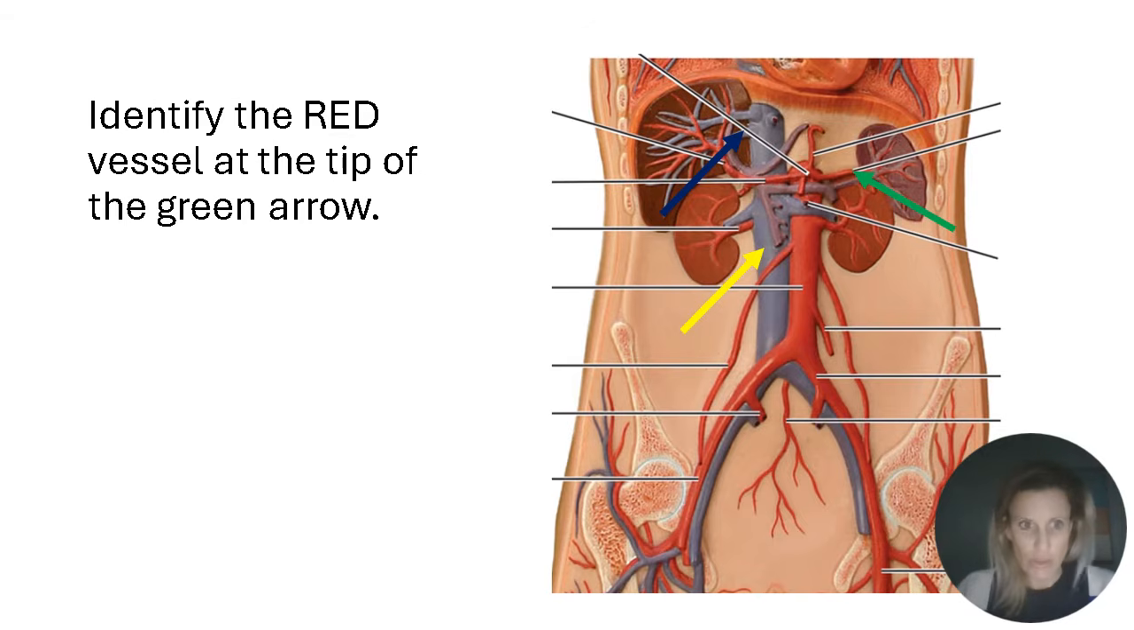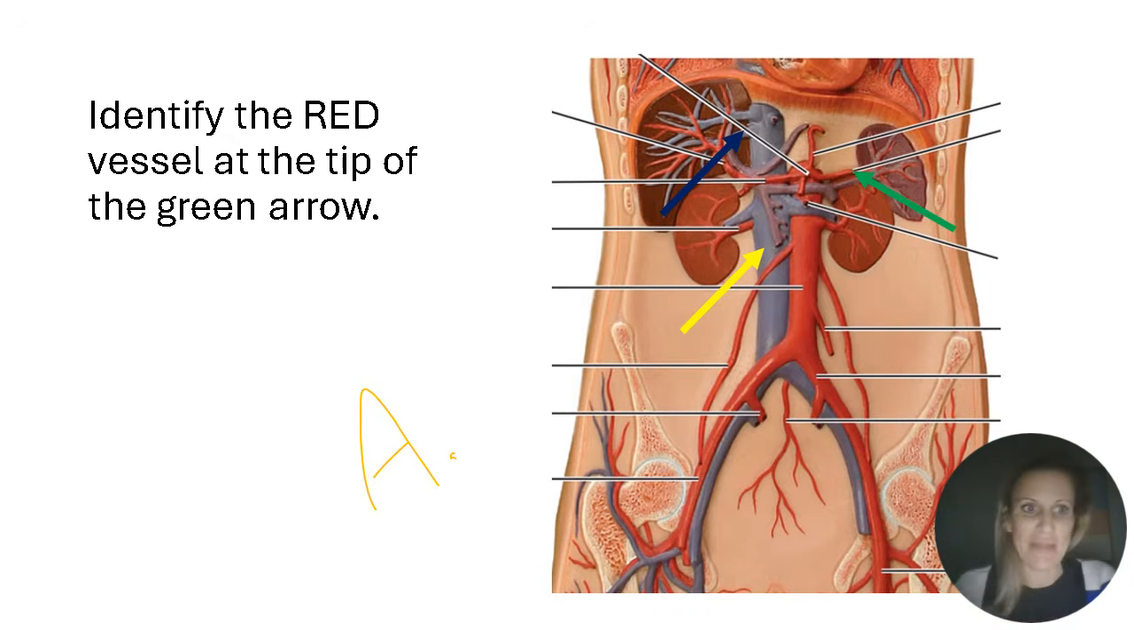Identify the red vessel at the tip of the green arrow. So again, red vessel, systemic circulation, so we're talking about an artery. The only red vessels that are veins are the ones that are going to the lungs, right? Or coming from the lungs. Remember pulmonary circulation, so the pulmonary trunk, pulmonary arteries, and pulmonary veins, the colors are flip-flopped, and arteries are blue, veins are red, but that's the only case. Everywhere else in the body, if it's red, it's an artery. If it's blue, it's a vein. Right? And then the purple ones are portal veins.